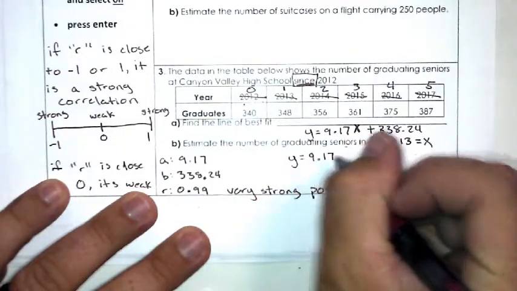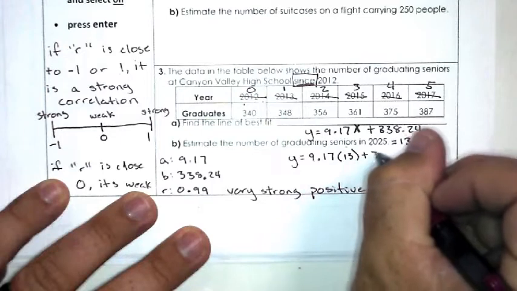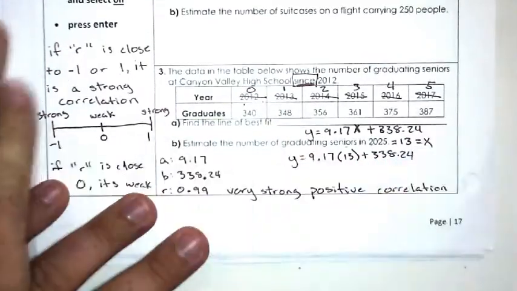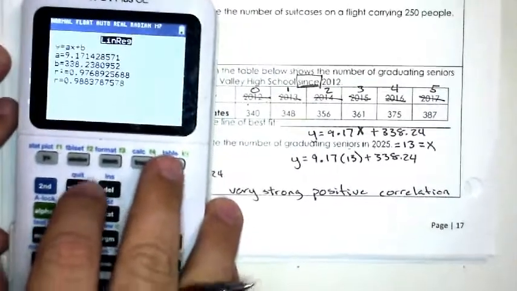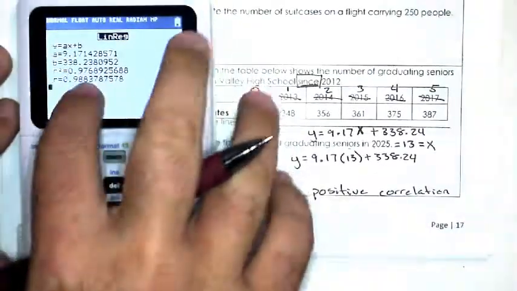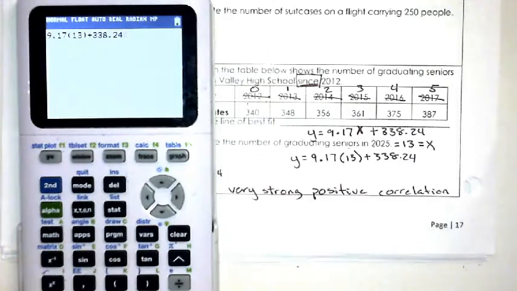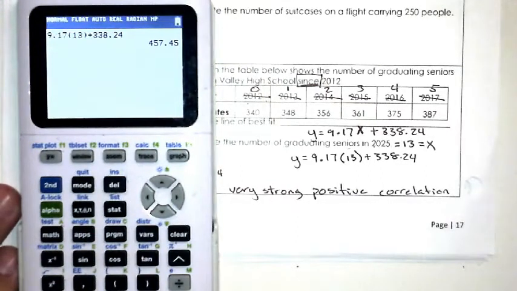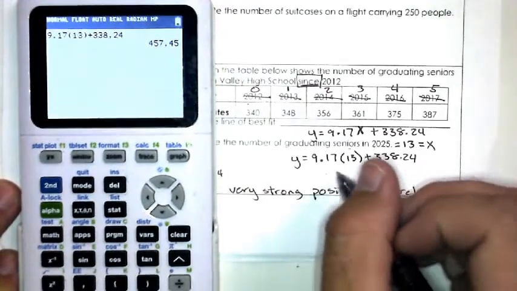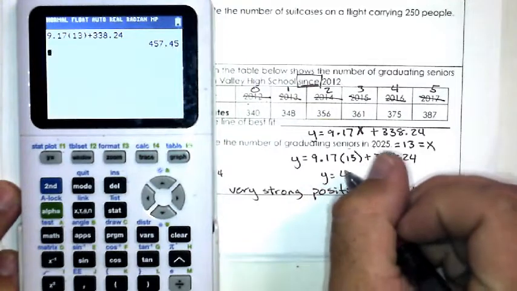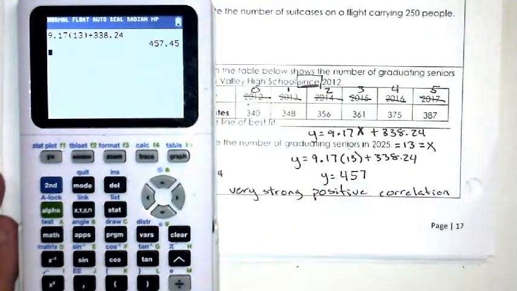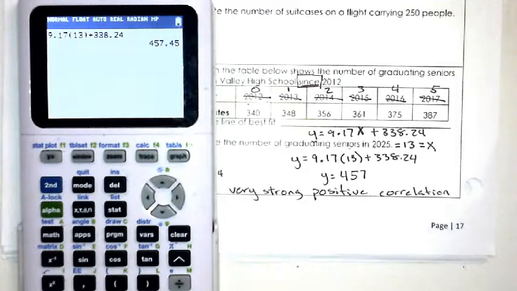Brett asked earlier, how do I get out of this screen? Very easy. Just start typing your equation and it'll go away. So, how many do we expect to graduate? 457. But you can't have half a student. A student is a student no matter what. So 457 stays the same, it does not round up. So 457 seniors or students, whichever one you want to put.